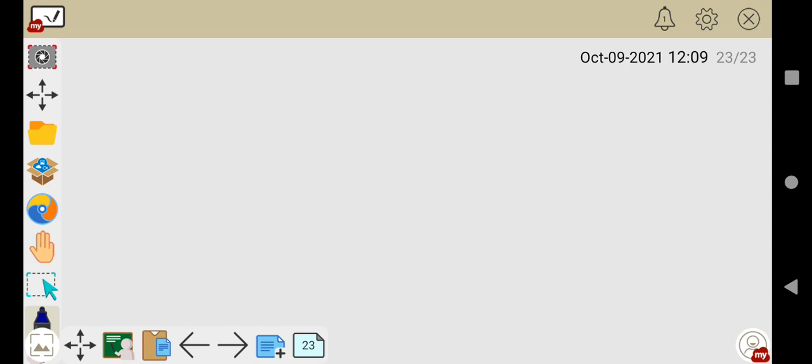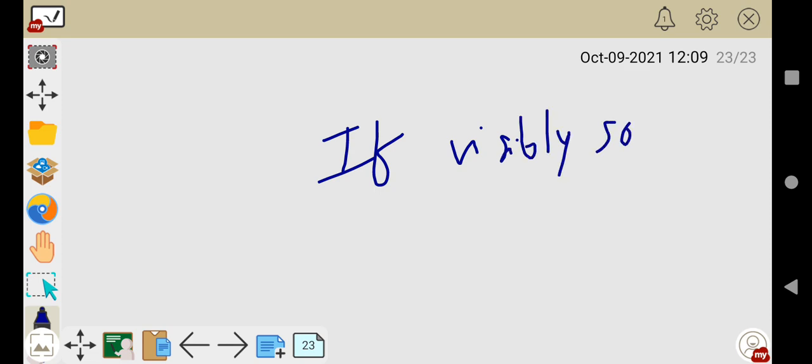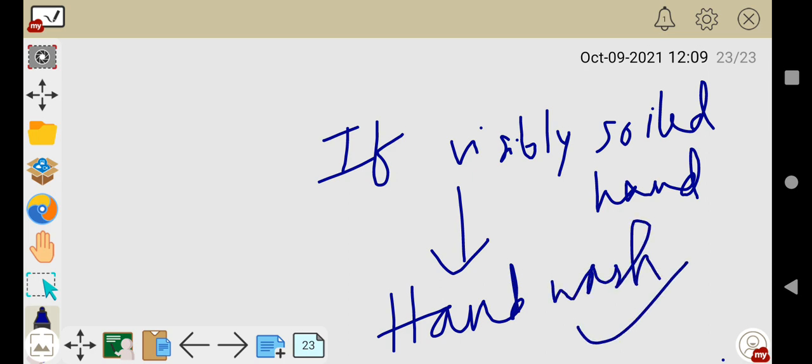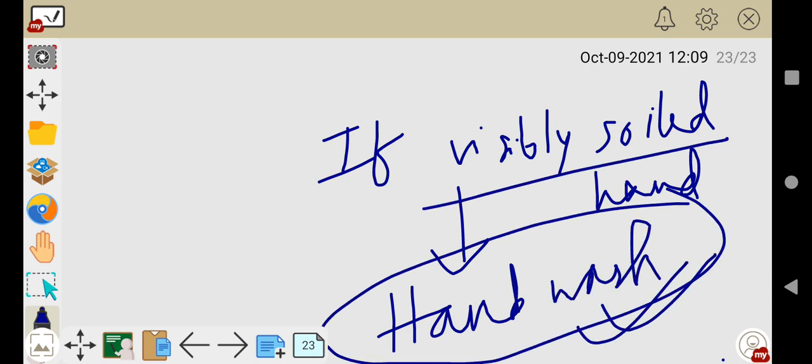Another question asks that if your hands are visibly soiled, then of course you have to do hand wash, and in that case hand sanitizer is not beneficial. You have to wash your hands properly if your hands are visibly soiled.